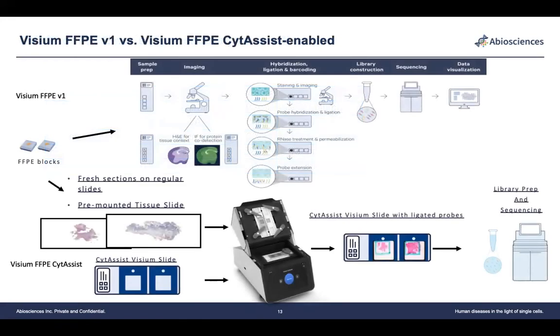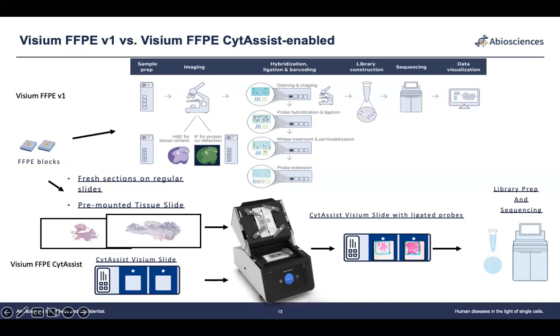So here, just again to illustrate the differences between the two platforms. On the top is the VCN V1. Quickly, as we already said, the tissue has to be directly placed on the VCN slides in each of the capture areas. So we can put 4 tissues here and then go through the workflow, including H&E staining or immunofluorescence staining, imaging, and then the hybridization, ligation, barcoding, and library construction.